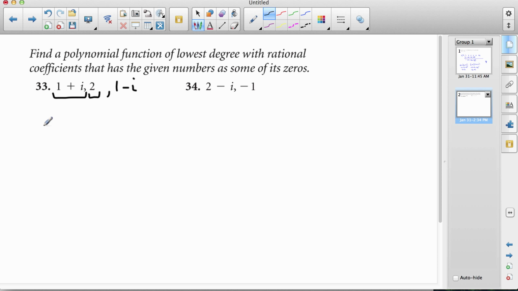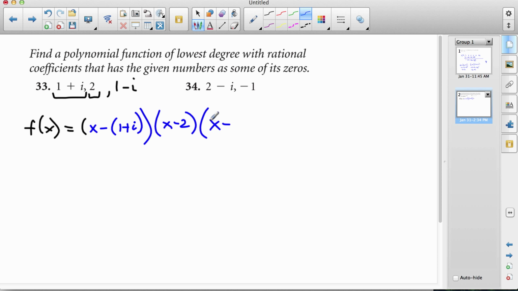So if I was wanting to write the polynomial, I could write f of x is equal to... Oh, hold on, I have to have an x in there. These are zeros, right? So I always go x minus whatever the zero is. So x minus (1 plus i), and then the 2 would just be x minus 2. And then the next one would be x minus (1 minus i).